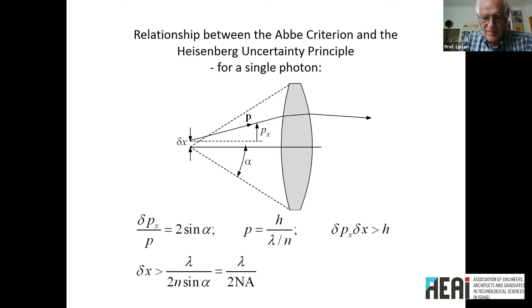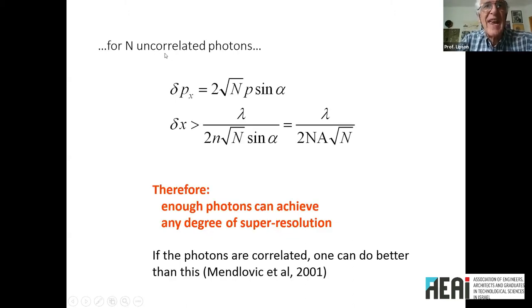So how are we going to get around it? Is it possible to get around it? Well, there's one thing that we missed out here. I wrote it up and didn't mention it in particular, but it's for a single photon. If we try to extend it to many photons, then we'll get the following: if we have N uncorrelated photons, then delta p is equal to twice the square root of N, because that's the sum of a random collection of photons with delta p's at different angles. So delta P is twice root N times P sine alpha. And therefore we get as a result that delta x is lambda divided by twice the numerical aperture, divided by the root N.